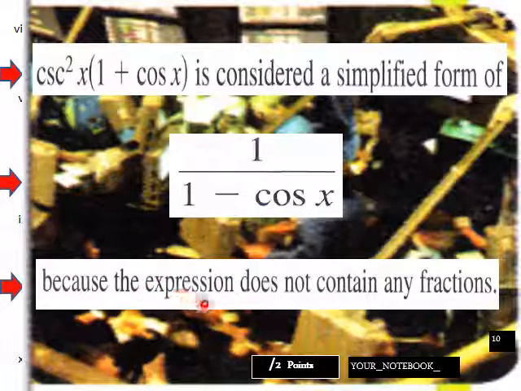Okay? In your notebook, students, cosecant squared x times quantity 1 plus cosine x is considered a simplified form of 1 over 1 minus cosine x. So we go from here to here. It's a simplified form because we have a denominator here of 1. We don't have a complex denominator like that because the expression does not contain any fractions. So this is preferred over this here, in other words.